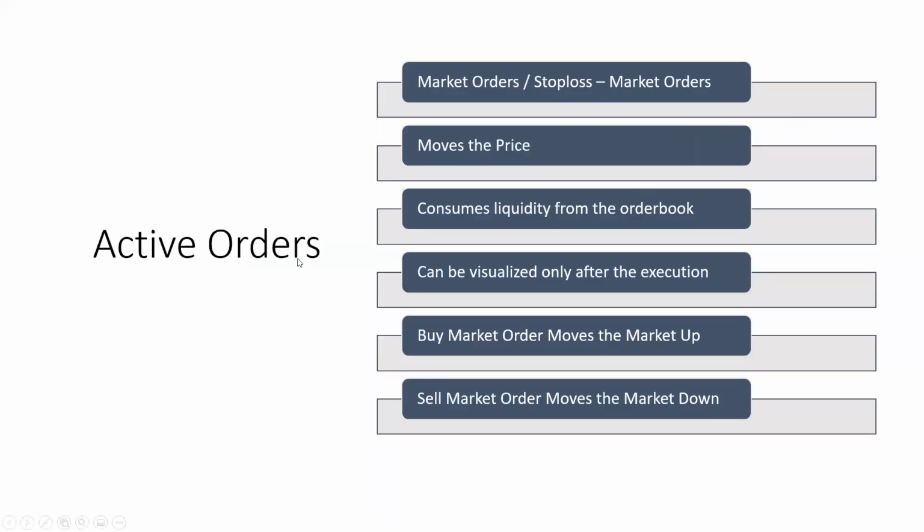So what are active orders all about? Active orders are nothing but market orders and stop loss orders. As I said, they move the price. An active order consumes liquidity from the order book. Active orders can be visualized only after execution. The moment your order gets executed as a market order, you can immediately see it on the order flow charts.